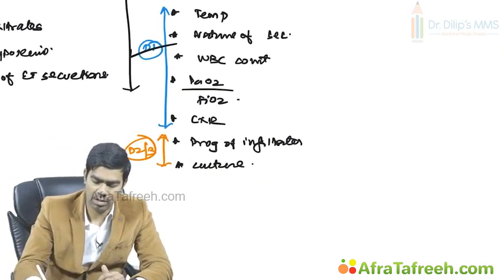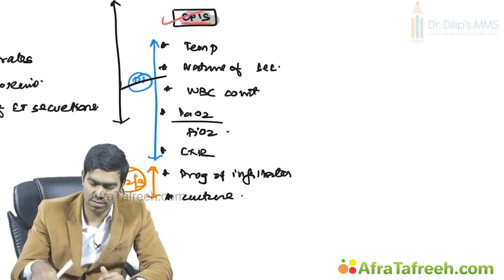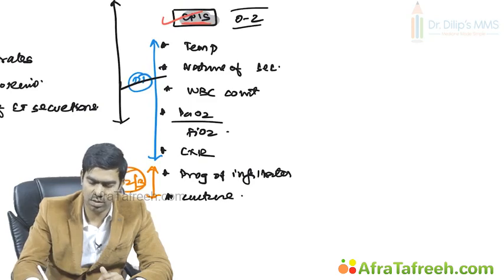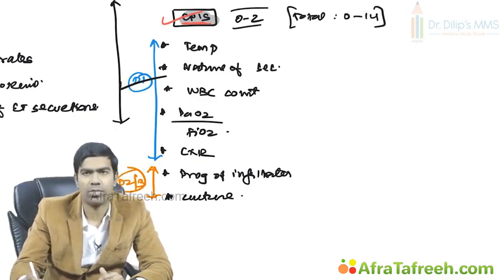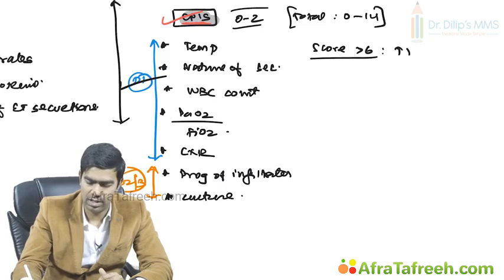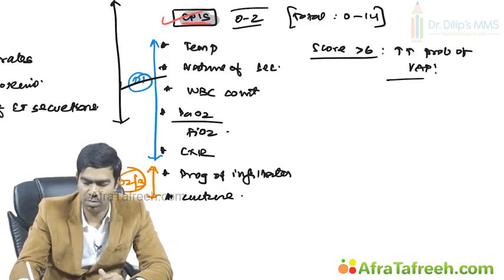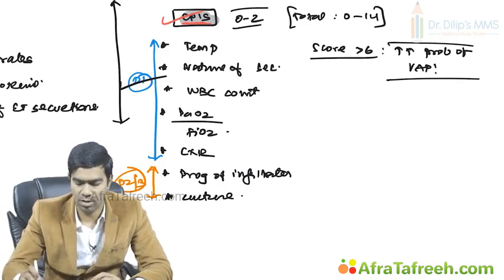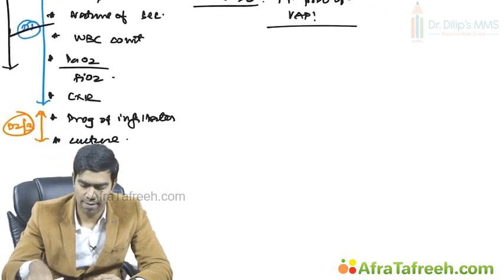Each and every point has a score of 0 to 2, which means the total score will range from 0 to 14. Any score more than 6 indicates a high probability of VAP, ventilator-associated pneumonia, a high probability for diagnosing a ventilator-associated pneumonia. So let us see the score.